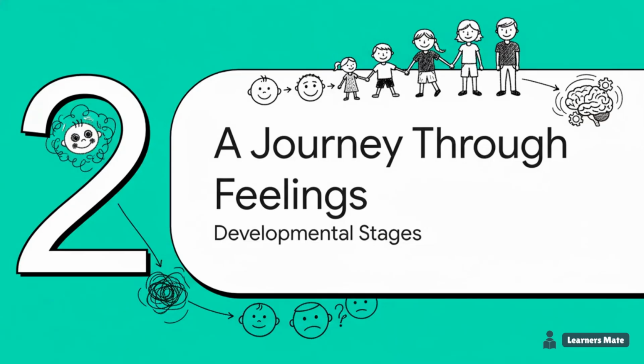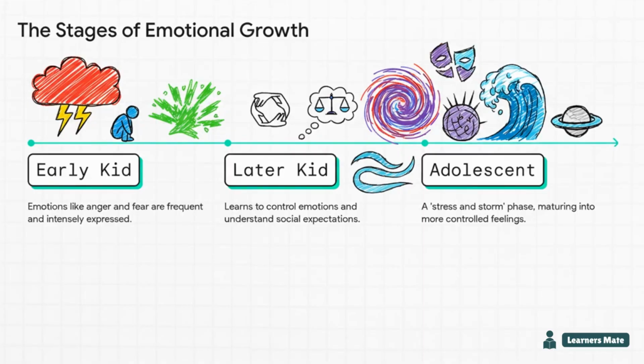Okay, so we know what an emotion is. Now let's take a look at how that inner landscape changes as a child grows up. And it is a pretty remarkable journey, from just raw reaction to really sophisticated self-awareness. And this journey really does happen in stages. First, you've got early childhood, where emotions are like flash floods. They're intense, they're frequent, and there is zero filter. A toddler's anger is just absolute.